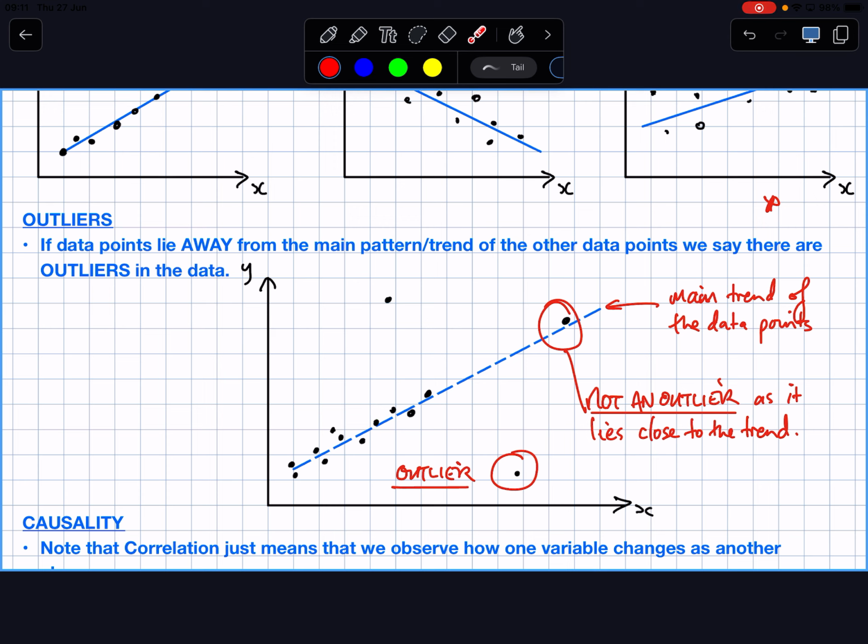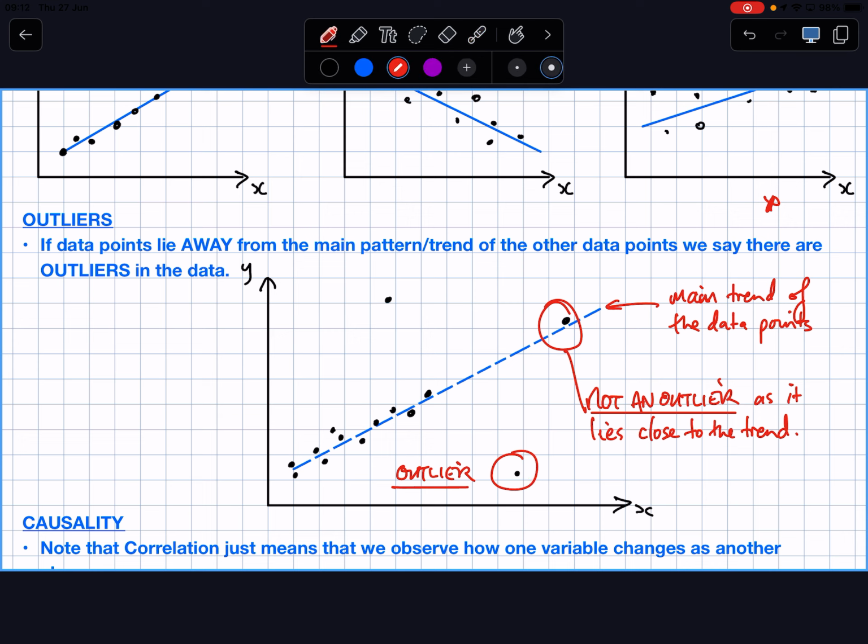So the main trend of the data is a line going up to the right. Now, some people in the past have told me that this is an outlier. Is it lying away from the main trend? No. It's on the trend. It's just further away. Okay? So that is not an outlier. It's on the trend. This is an outlier because is that on the trend? No. Is there another outlier there? Yeah.